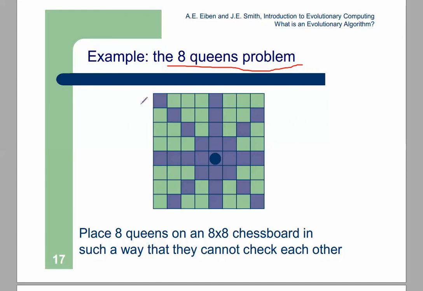In a chess board, there are 64 locations, 8 rows and 8 columns. If you put a queen in a location, this queen can move along certain locations. The dark locations are the locations that this queen can move to.